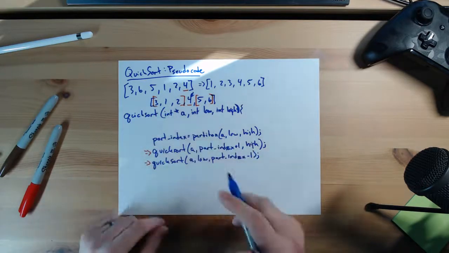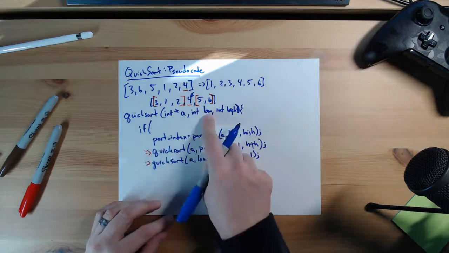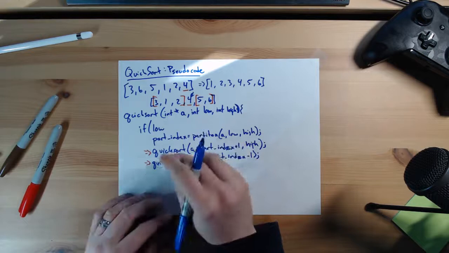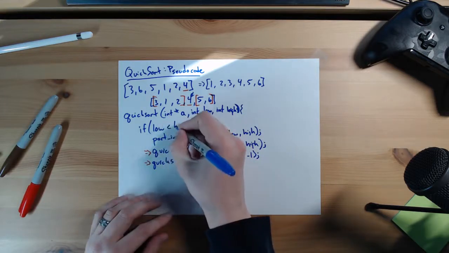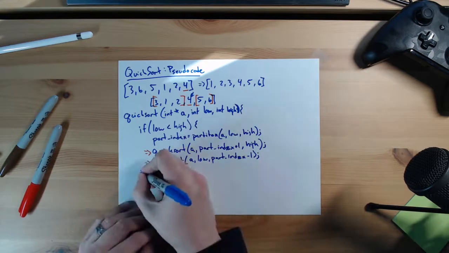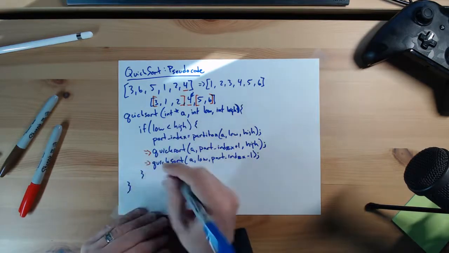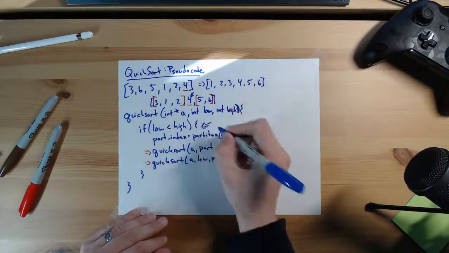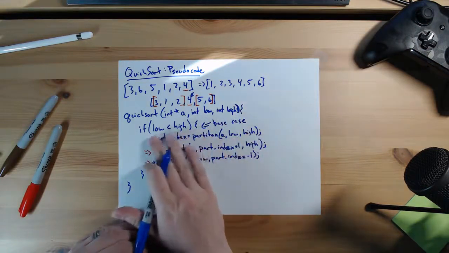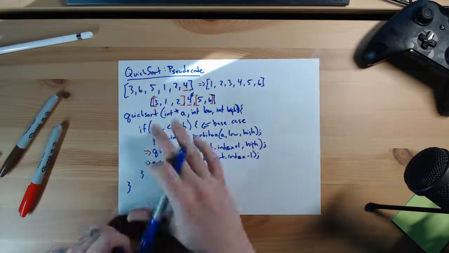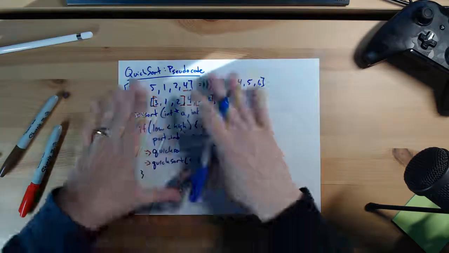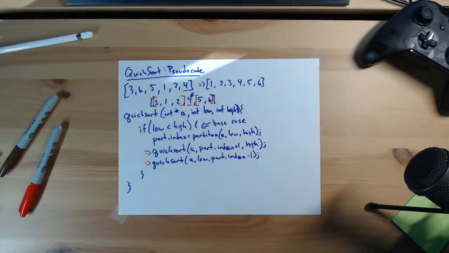Our base case ends up being if the low index is less than the high, then we want to do this logic. Otherwise, we don't need to do anything, right? So essentially our base case is when the high is less than the low. That's when we stop executing this quicksort function. Right. So this is the pseudocode for the overall quicksort function. Now let's talk about the partitioning function.